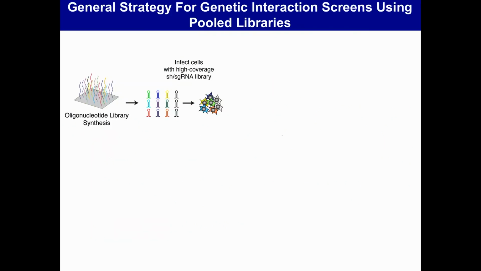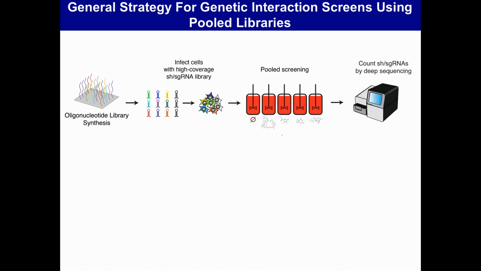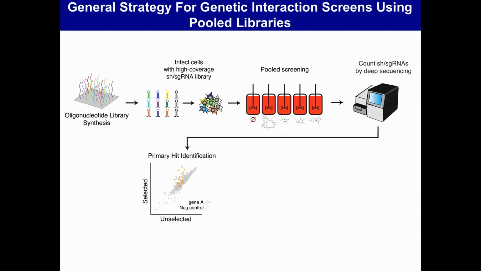We make use of a platform which is by now pretty widely used, which is to create custom libraries of oligonucleotide synthesized guide RNAs, which we transfer into cells using a lentiviral library. We then screen these libraries in pooled formats and then read out the hits using deep sequencing. Most people are probably familiar with this by now. We use a very large population of negative controls against which we compare gene targeting guides to identify hits.